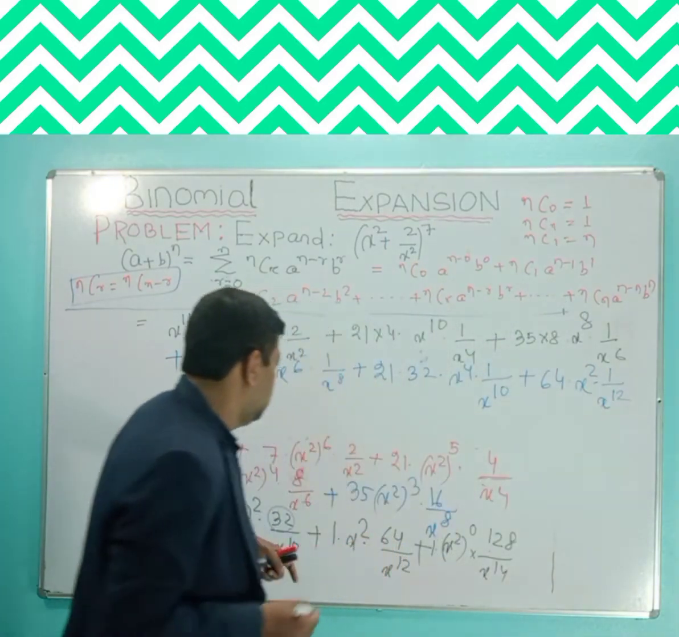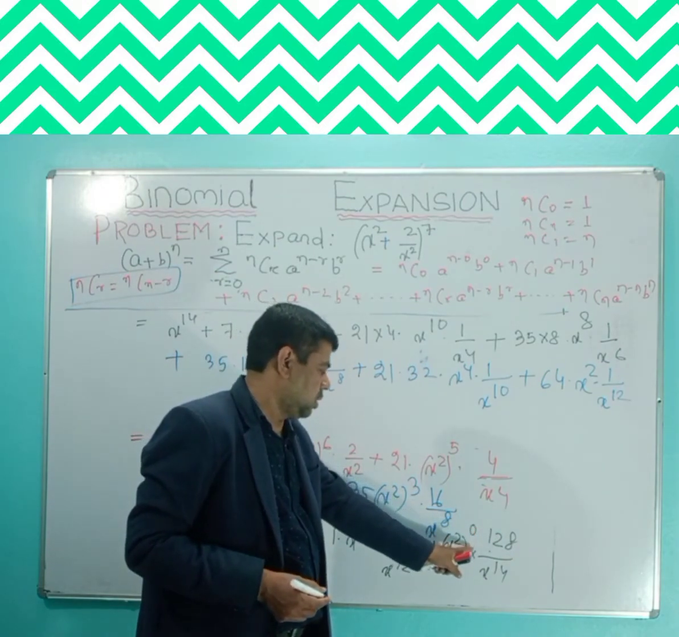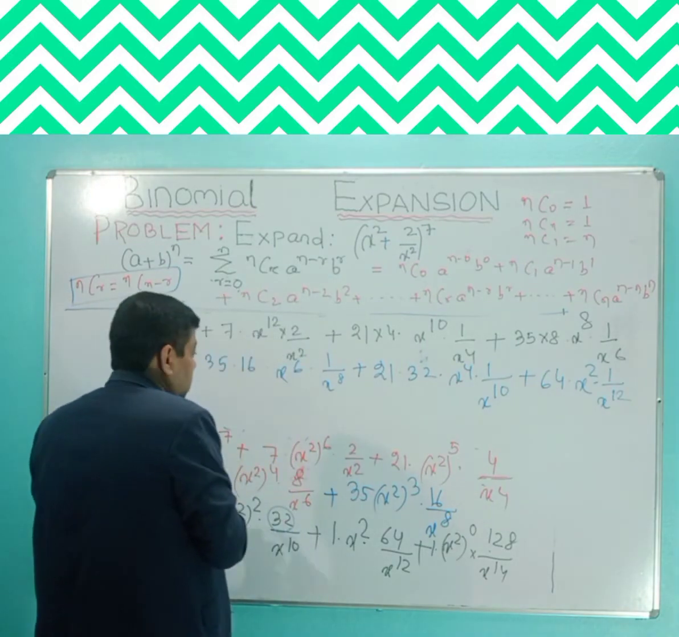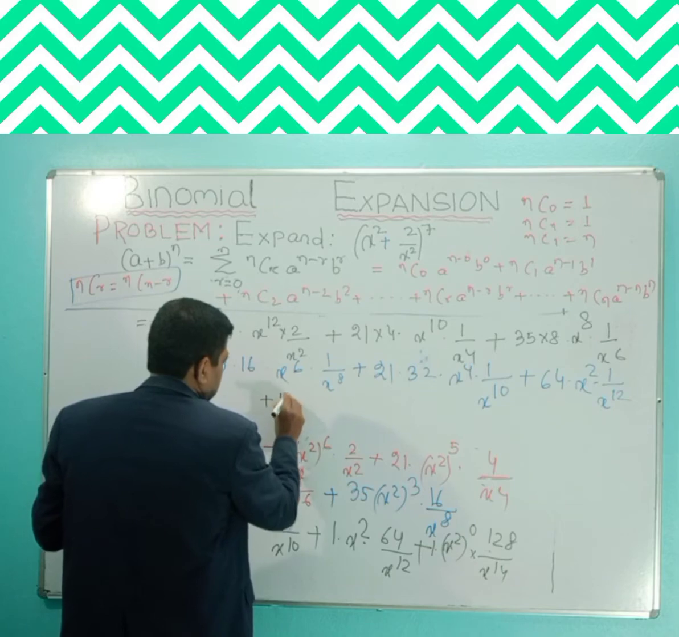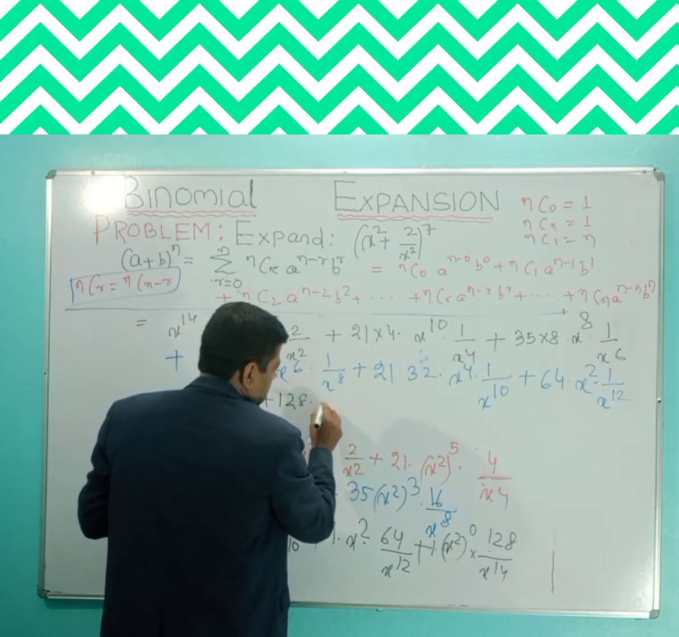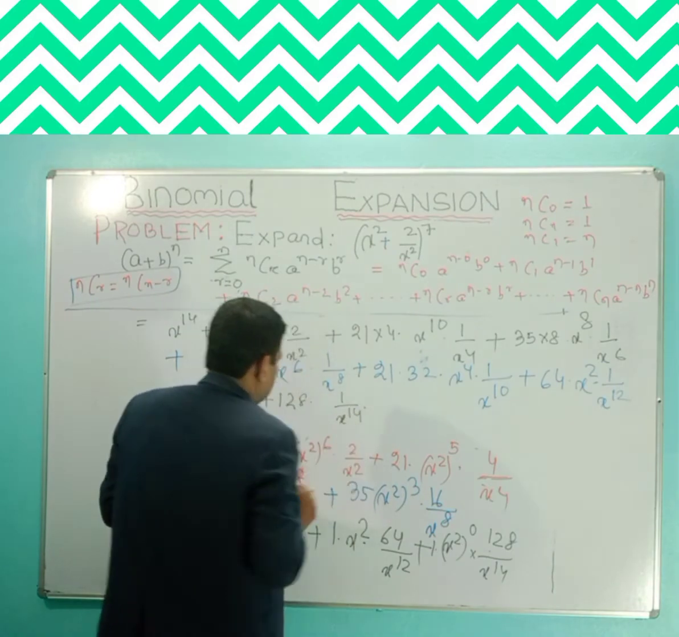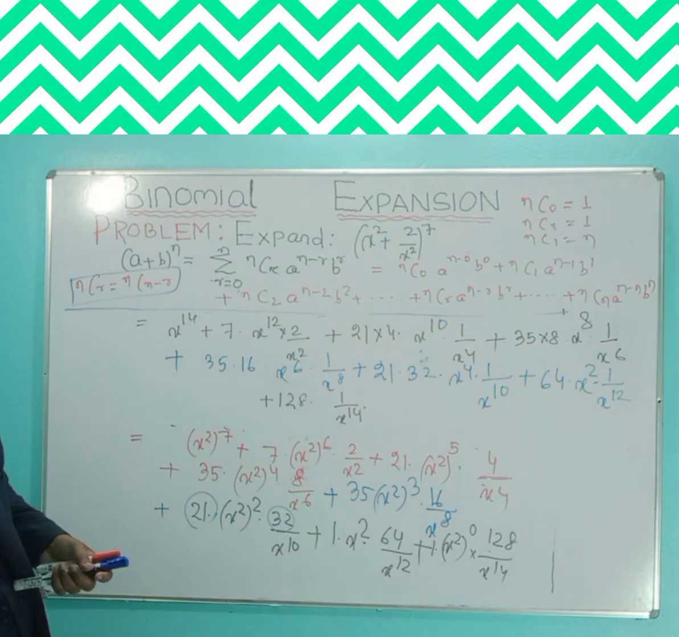Understand or not? And last term is x to the power 2 whole 0. Is this 0? The value will be 1. Okay, here 128. Last term will be 128. It will be plus 128 into 1 upon x to the power 14. Okay, understand? Look at, note down.